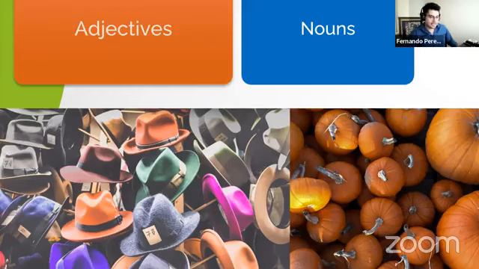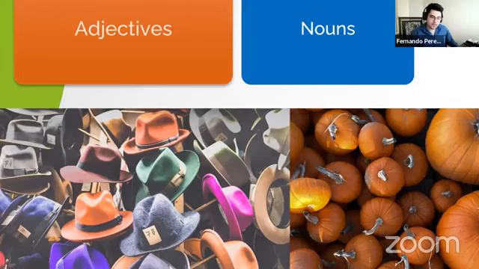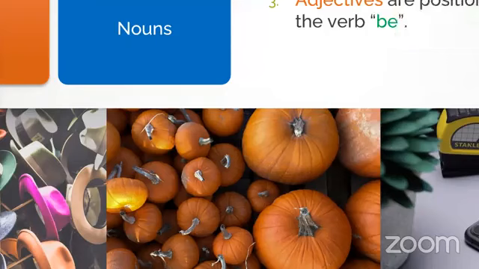Very, very important. The word orange is a noun. Precisely. You are doing a good job. Next, describe the pumpkins. Brian, describe the pumpkins.